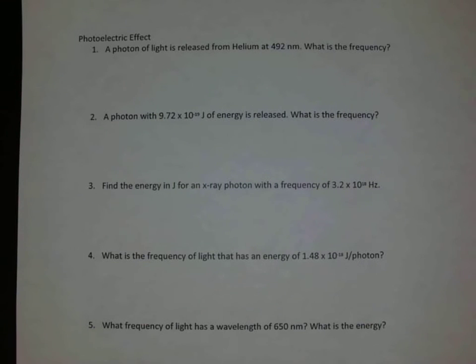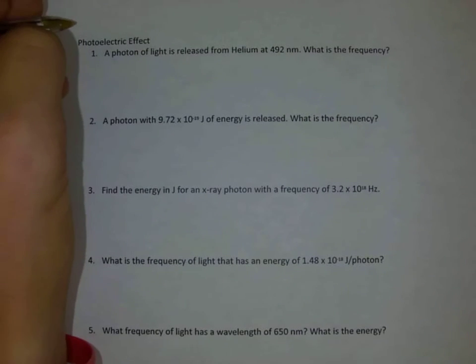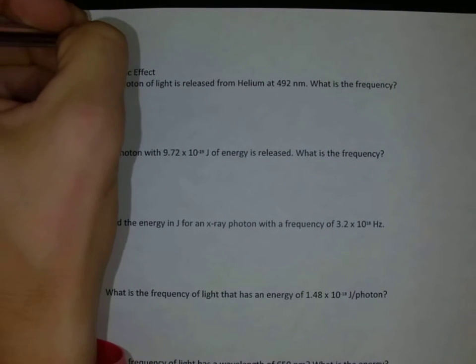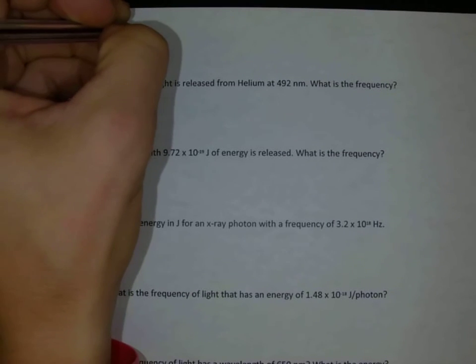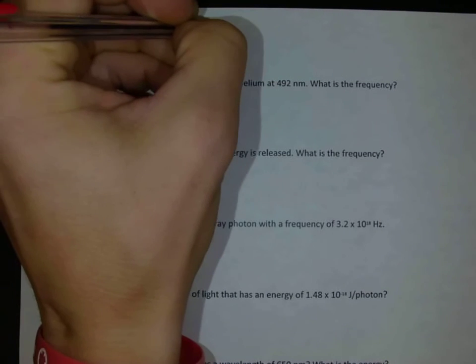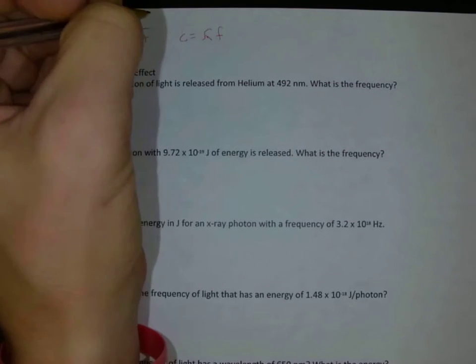All right, so now that we know how to do some of our conversions between our SI units with our metric conversions, now we can start doing some calculations with our photoelectric effect. So let's go through a couple of these examples. The first one: a photon of light is released from helium at 492 nanometers. What is the frequency? First off, I'm going to write my equations up on top here. I've got E equals hf and c equals lambda f.